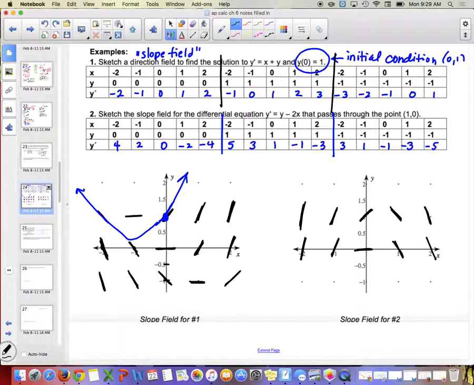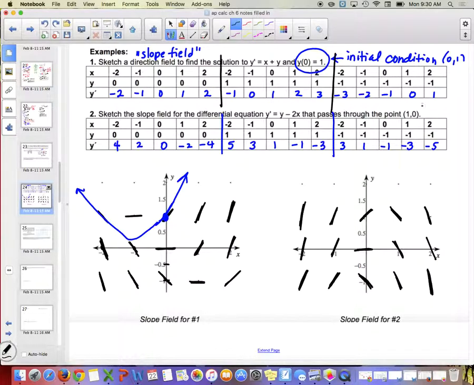So I know it's hard. Some of you guys are second guessing your slopes and stuff. It's fine. Okay, then I have negative 2, negative 1 is 3. And then 1, negative 1, negative 3, negative 5. So something like that.